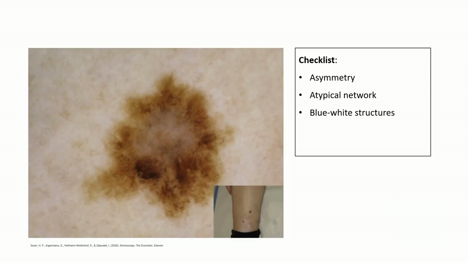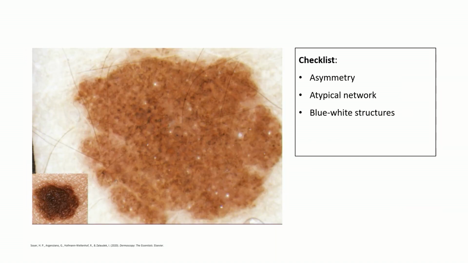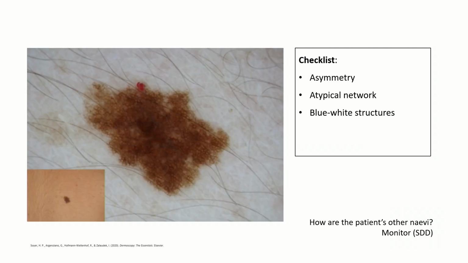And this one has asymmetry and an atypical network. The atypical network is the one at 7 o'clock over there. That's what we call atypical network. It has lines that are darker, looking very different, and don't blend nicely with the rest of the lines. And it has blue-white or white structures in the middle. So score 3 out of 3, so you do worry about it. This next one is quite symmetrical. It doesn't have the atypical network, doesn't have the blue-white structures, and so this is benign.